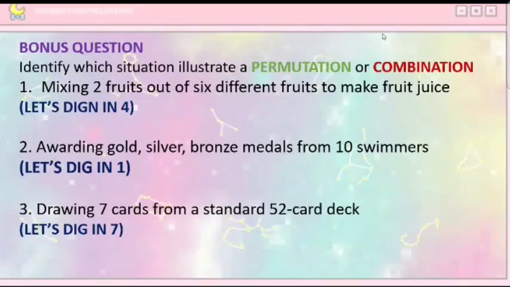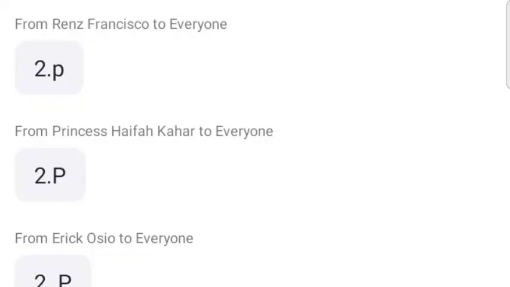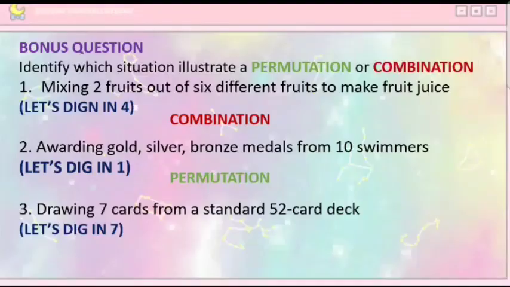So, nasa bonus question tayo. Identify which situation illustrates a permutation or combination. 2 fruits out of 6 different fruits to make fruit juice. Hindi naman sinabi kung anong fruits, di ba? Next natin, awarding gold, silver, and bronze medals to swimmers. Permutation. Combination, permutation. And number 7, drawing 7 cards from a standard 52-card deck. Combination po siya, di ba? So, nasa let's dig in number 7 naman po yan.